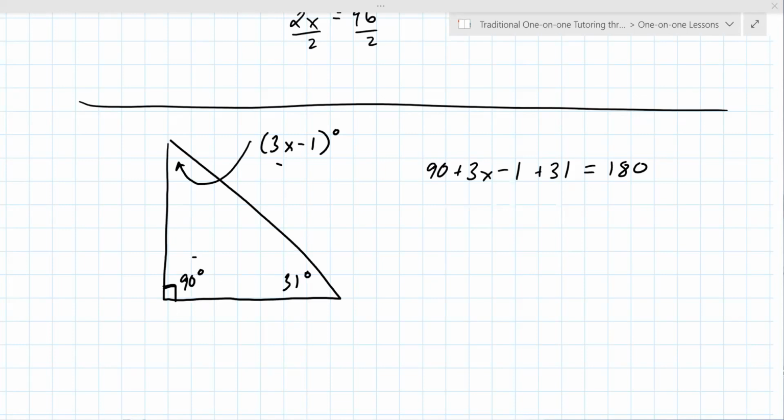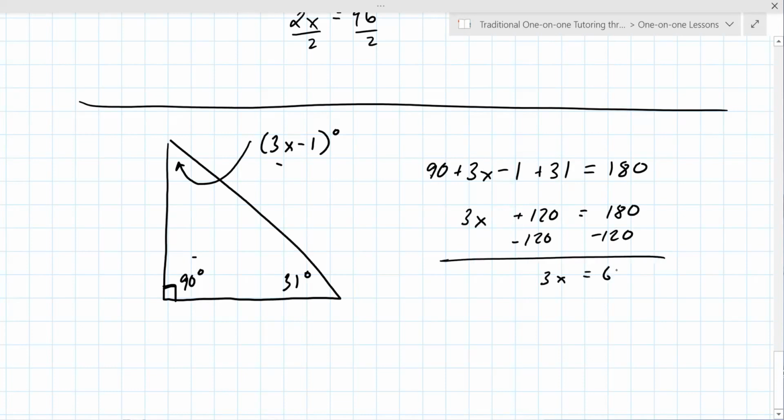All right, that's 59. You're saying the value of x is 59? How can that be? I just added 90 plus 31 and then subtracted 180 minus 121. So that's 3x, and then 90 plus 31 minus 1 is 120. So you subtract 120 from both sides. What is 60 divided by 3? 20.